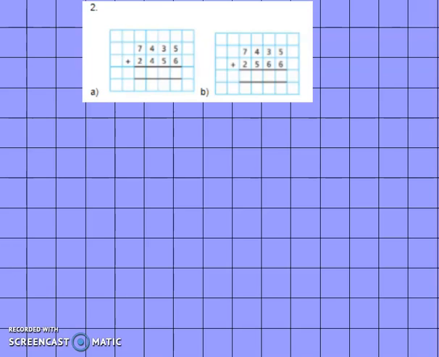What I'm expecting you to do on these ones is copy what I've done on question 1, and I want you to have a go at 2A and 2B by yourself. When you're ready, press play and we'll go on to 3 together.